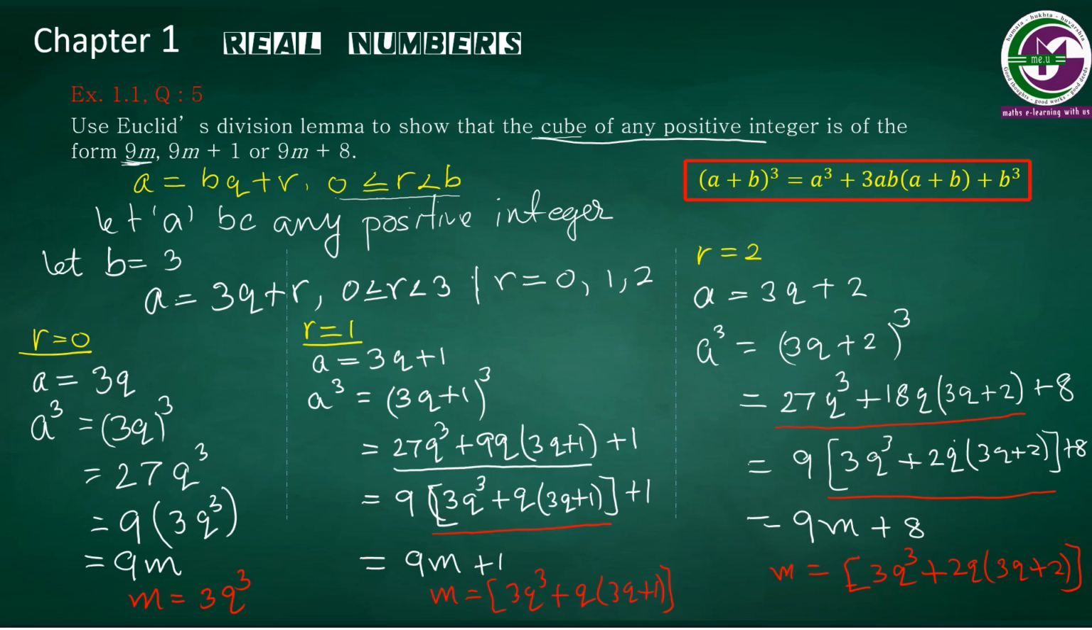So you will get the cube of any positive integer will be either of the form 9m or 9m plus 1 or 9m plus 8.